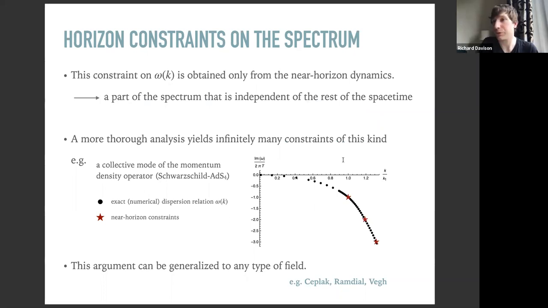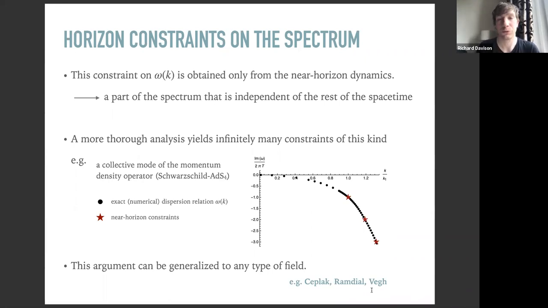Okay. So I just gave you one example for a scalar field, but you can really do this for any kind of field. So, the momentum density operator is not a scalar field. It comes from part of the metric. There was a nice paper by these authors here where they looked at fermions and showed there's analogous things for the fermionic spectrum. You can do an analogous thing and derive these infinitely many constraints on the spectrum for fermions.